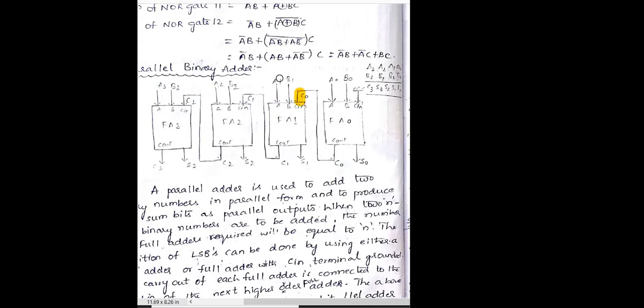Next, A1, B1 will be added along with C0, and at this point you will get the sum, named S1, which is the sum of the second bit. Then whatever carry is generated is called C1. This C1 will be transferred to the third full adder. Again, A2, B2, the third bits, are added to C1, and the sum S2 will be generated here, and again the carry C2 will be generated.